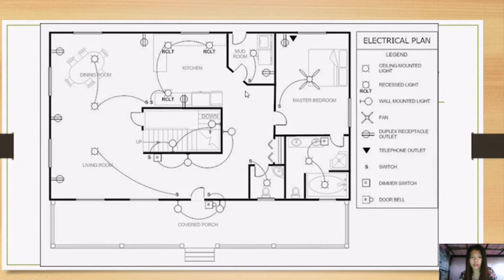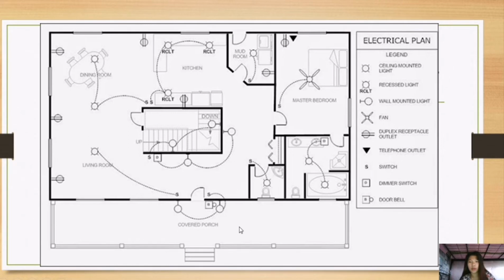it is the whole layout, and you can see the lighting and receptacle outlets. So we have this lighting, such as here ceiling mounted light, then recessed light, wall mounted light, and fan. So here, here, here, here. All these are the wall mounted light, and so as this the ceiling mounted light and recessed light.